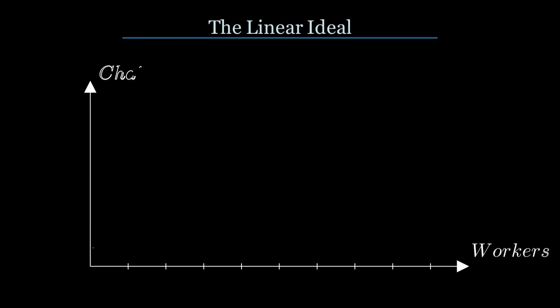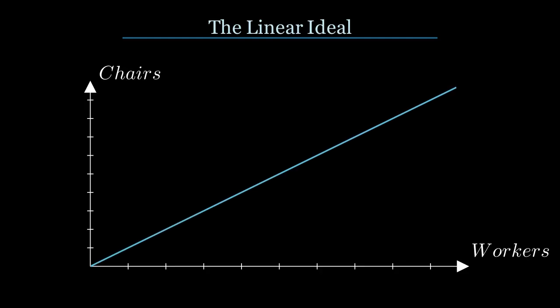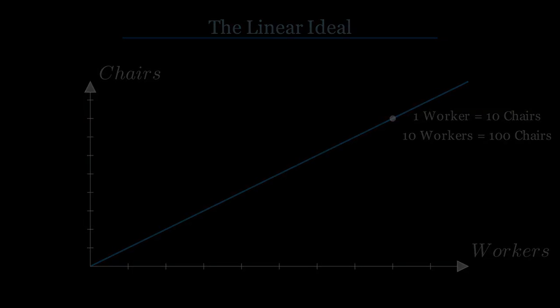Let's start with the ideal, the linear world. In a linear relationship, the output is directly proportional to the input. Imagine a factory where every worker added increases production by exactly the same amount. If one worker makes 10 chairs, 2 workers make 20, and 10 workers make 100. This is represented by a straight line, where the slope, the rate of change, remains constant no matter how much you scale. However, the real world is rarely a straight line.